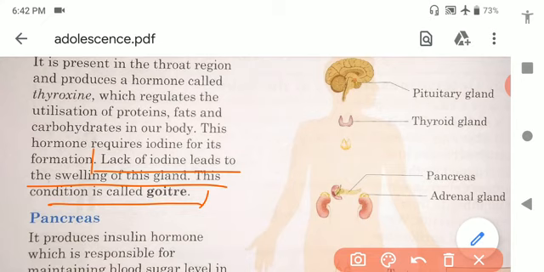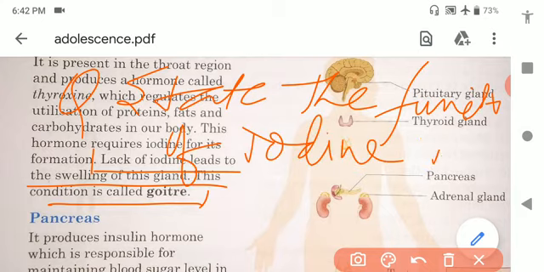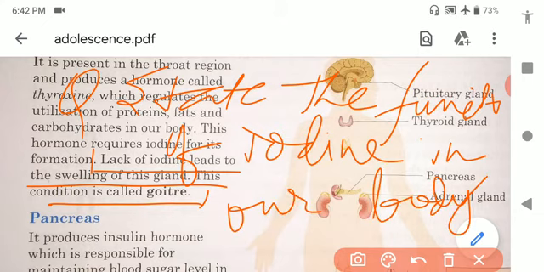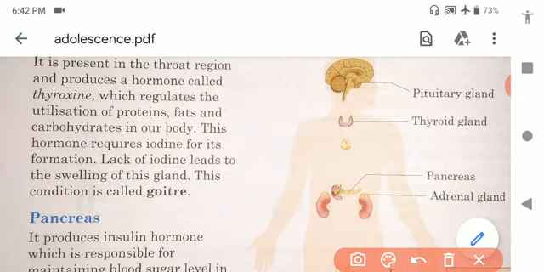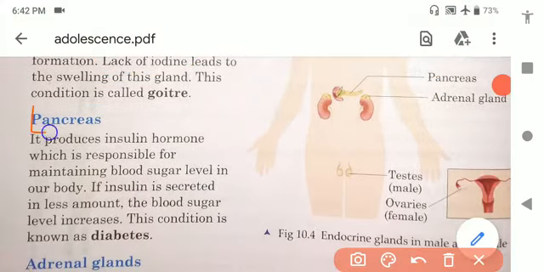State the function of iodine in our body. Note down this question. Obviously the answer is already given over here. Lack of iodine leads to the swelling of the gland, and this condition is called goiter. Understood?